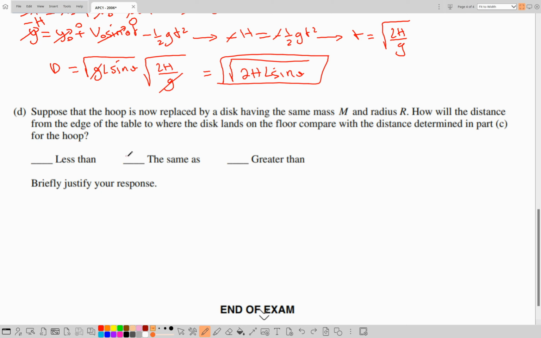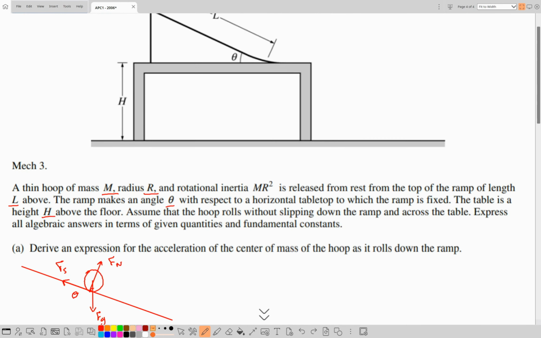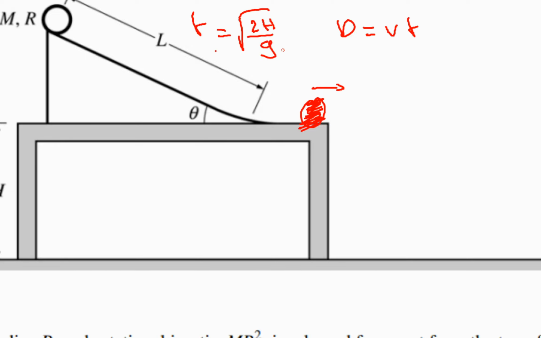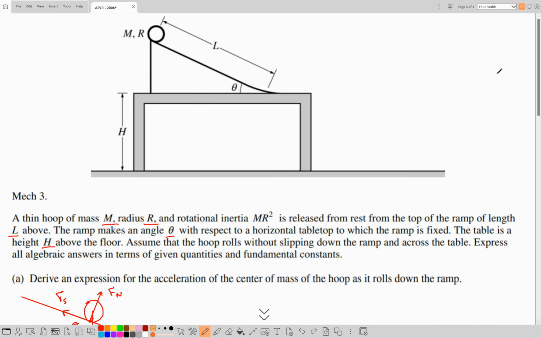How will the distance from the edge of the table to where the disk lands on the floor compare with the distance determined in part C for the hoop? Now, as we were saying, if the hoop is replaced by a disk, this disk at this point will have more linear speed, and we know that the horizontal distance is given by vt. Now t is given by the radical of 2h over g, determined from the vertical component, and it doesn't depend on v. However, the horizontal distance does. As v increases, D increases. And what does this v represent? This is the linear speed. Because the disk will possess at this point more linear speed, it will cover more horizontal distance.